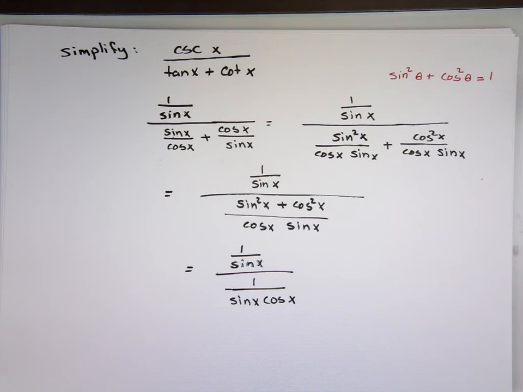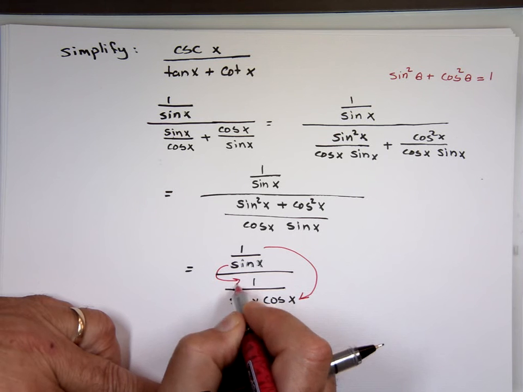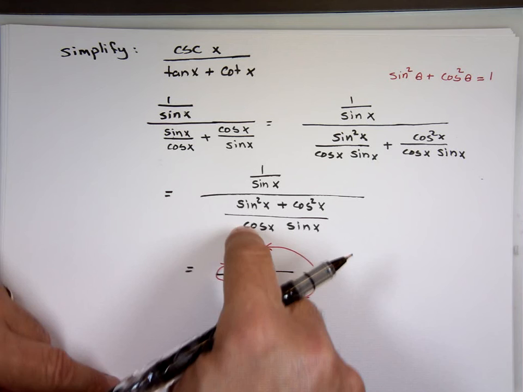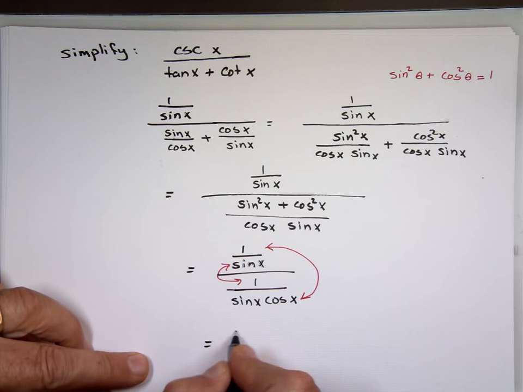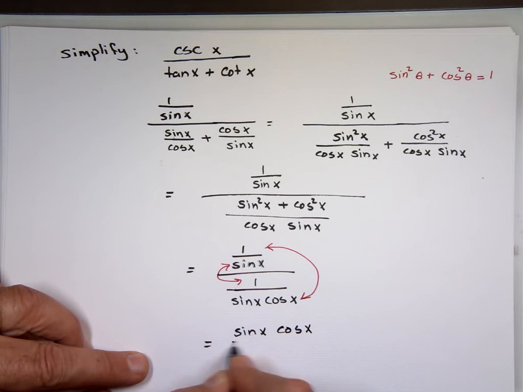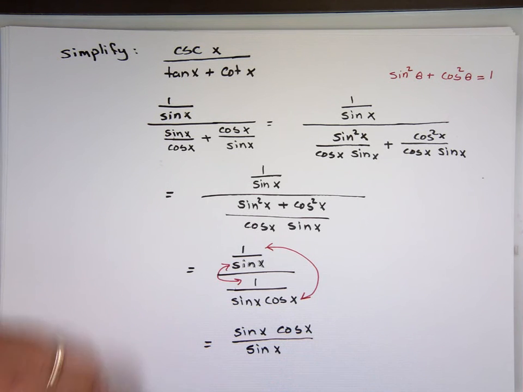Outside over the inside. When you have a complex fraction, multiply the outside over the inside. 1 times this is what? Sine of x, cosine of x, over the inside. The inside, what's sine of x times 1? And what do you notice about the cosine? They're gone. And what's my final answer? Cosine of x. Isn't this fun?